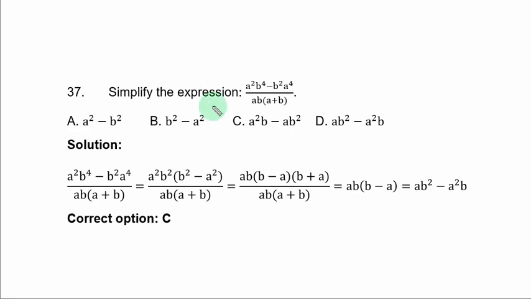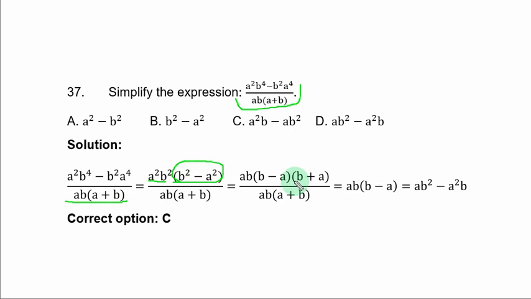37. Simplify the expression a squared b to the power 4 minus b squared a to the power 4 over ab bracket open a plus b bracket close. So this is the expression. We just need to factorize the numerator. The common terms are a squared and b squared. If you factor out a squared b squared, in the bracket you have b squared minus a squared. By difference of two squares, we have b minus a and b plus a.